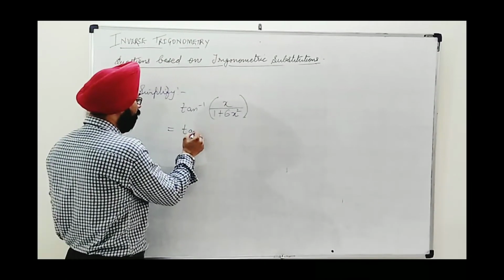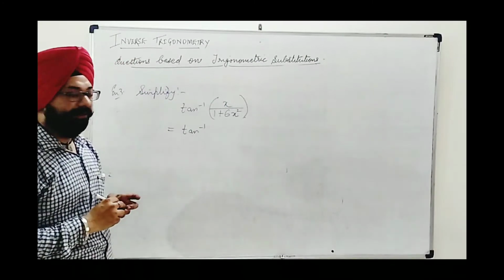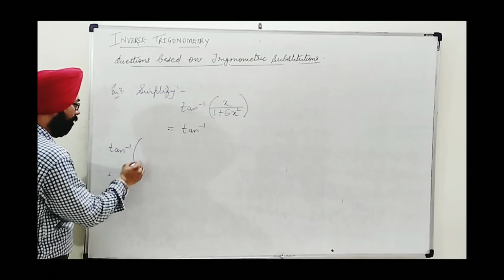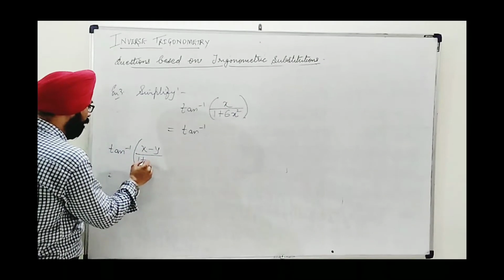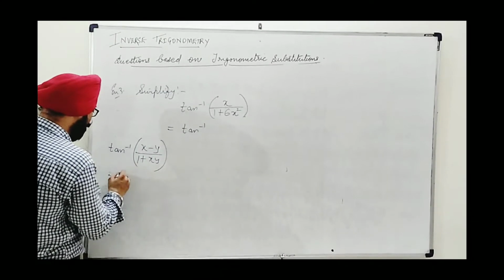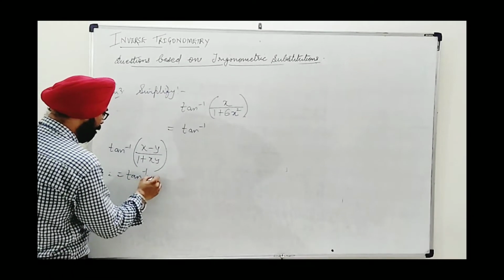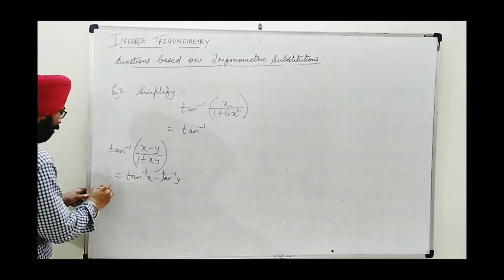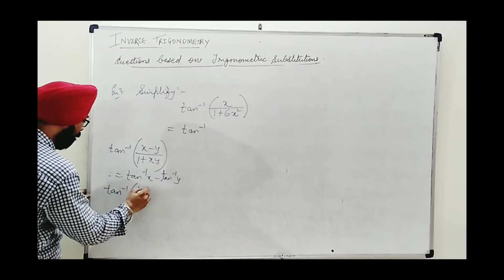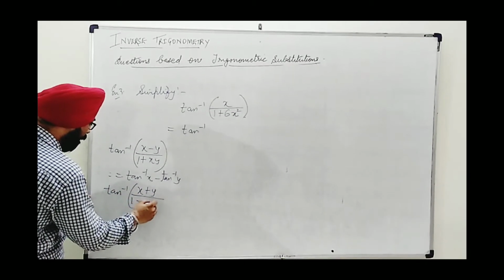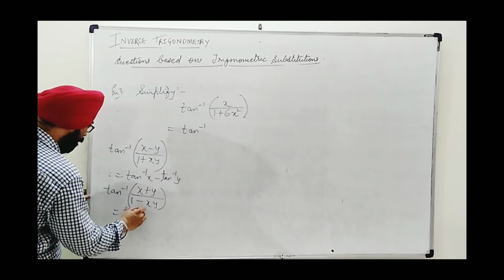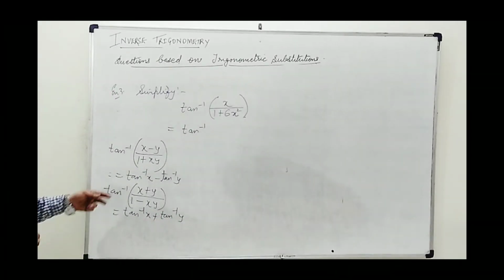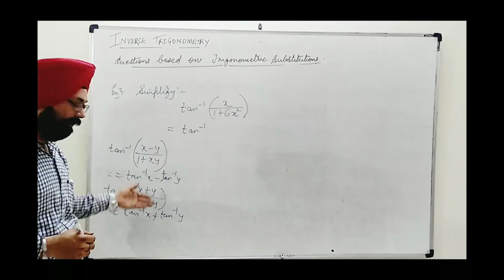to simplify, I will take help of the identity of tan inverse. I am having inverse trigonometric identity as tan inverse of x minus y upon 1 plus xy is equal to tan inverse x minus tan inverse y, or tan inverse of x plus y upon 1 minus xy equal to tan inverse x plus tan inverse y. Why right so? Actually, this equation is the application of these identities.